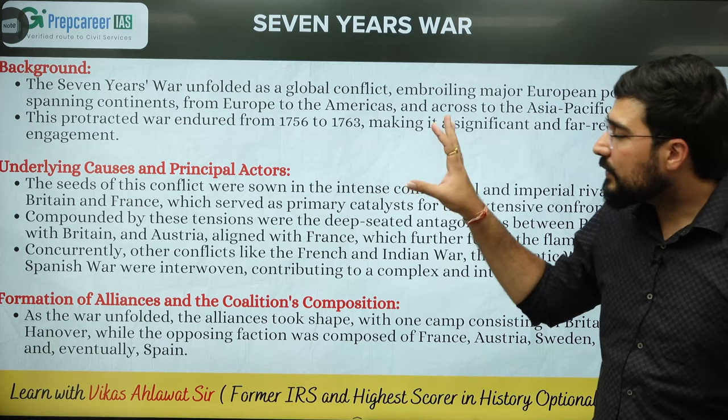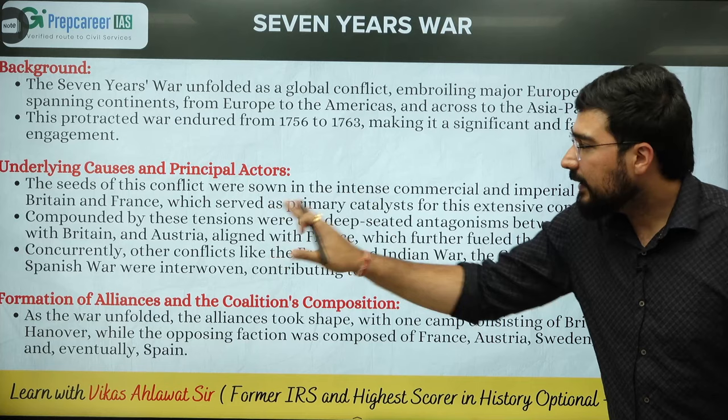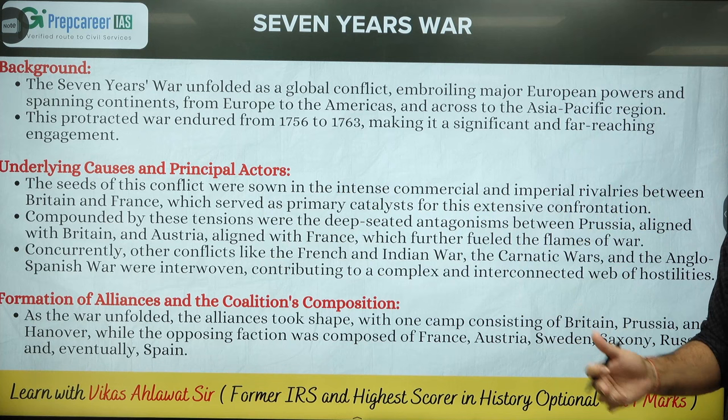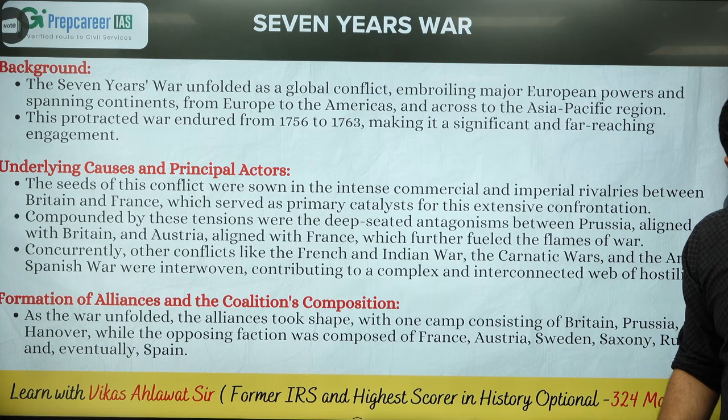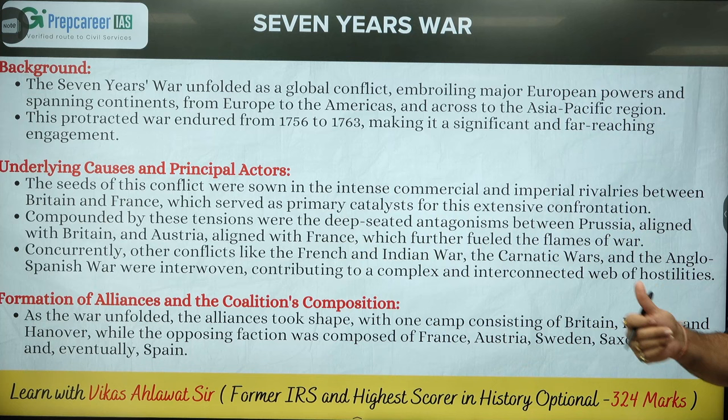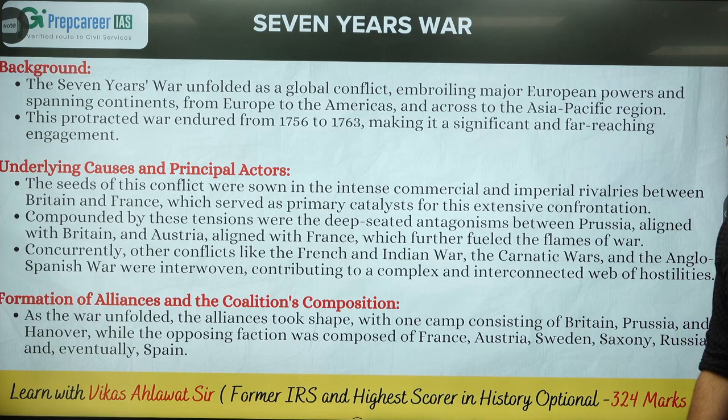So that's why this was a very important war, a protracted war, because it was having various kinds of alliances. The seed was sown by the intense commercial and imperial rivalry between Britain and France, which served as a catalyst for this. And this was compounded by the tensions between Prussia, who aligned with Britain, and Austria, aligned with France, which further fueled the flames of war. So this is going to become very, very important. Concurrently, other conflicts like the French and Indian War, Carnatic Wars, and Anglo-Spanish War intervened, contributing to a complex and interconnected web of hostilities. UPSC can even ask a question on the 7 Years' War.